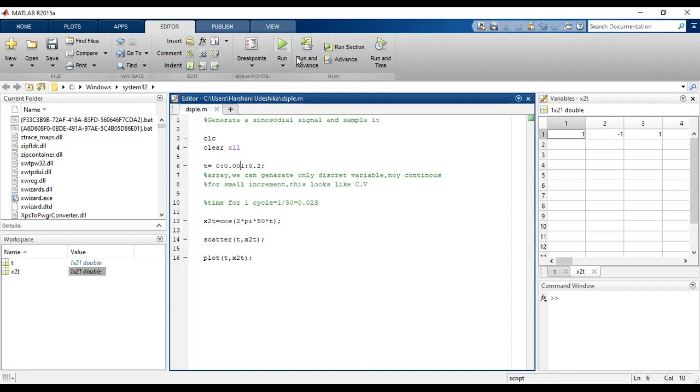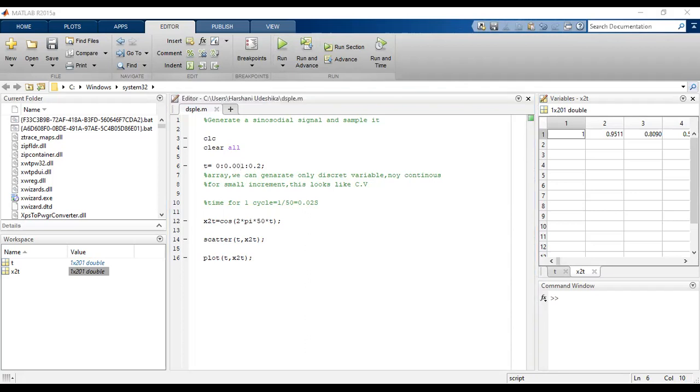Okay, then if you reduce the increment more, now you can see that it looks like a sinusoidal signal. So when you draw a sinusoidal signal, you need to be careful about the number of cycles. The easiest way is to calculate the one cycle time.